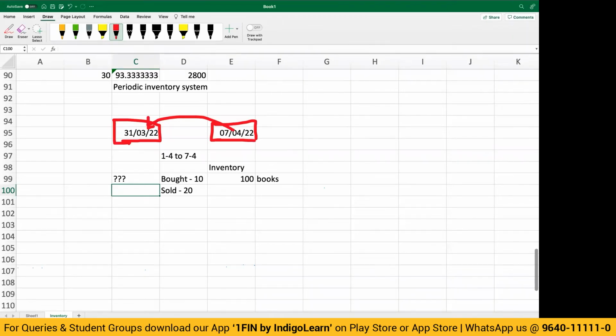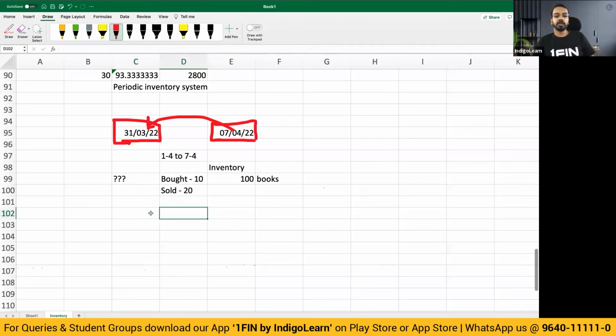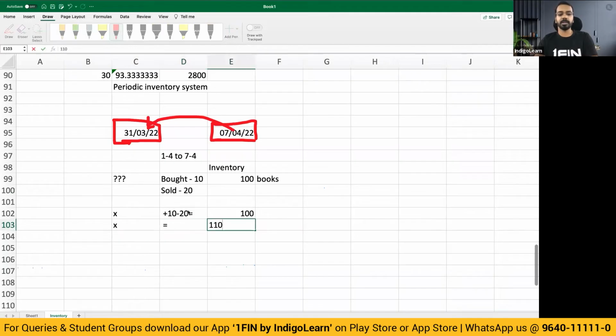110. How? The mathematical way to understand this is, say the inventory on 31st of March is X. You bought 10, so X plus 10 minus 20 is equal to 100. If you take it to that side, X is equal to 100 minus 10, plus 20, which is 110. Very simple. This is what will be asked in the examination.